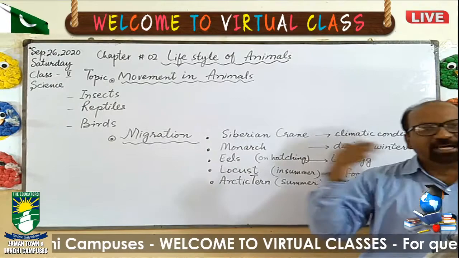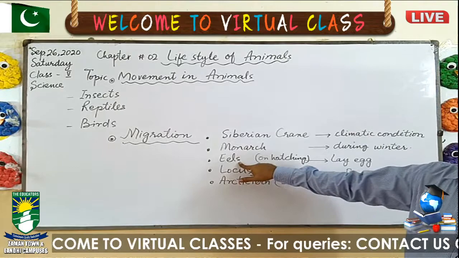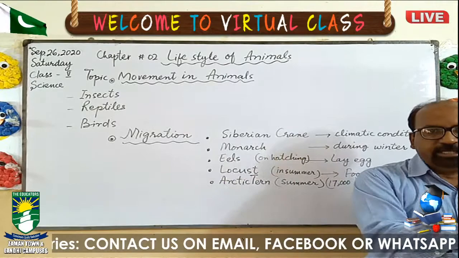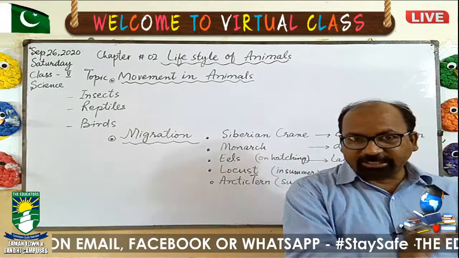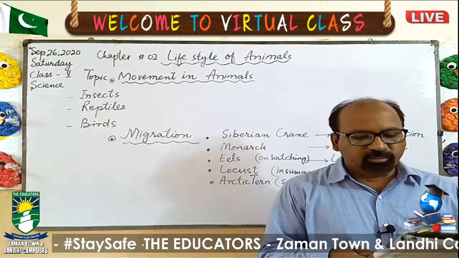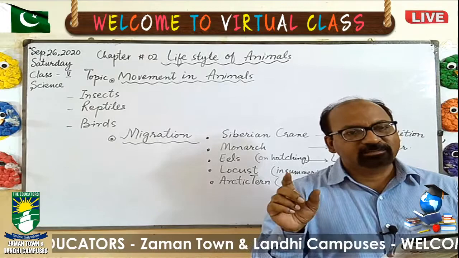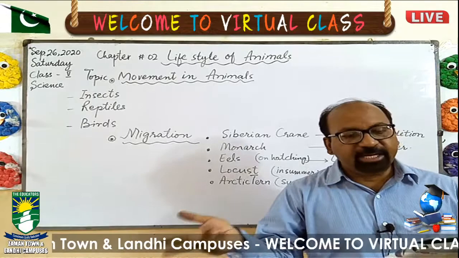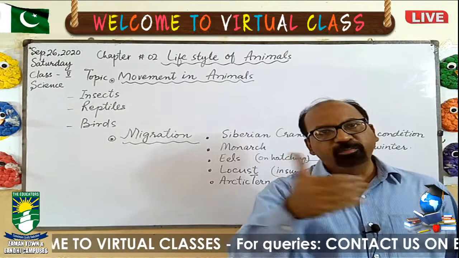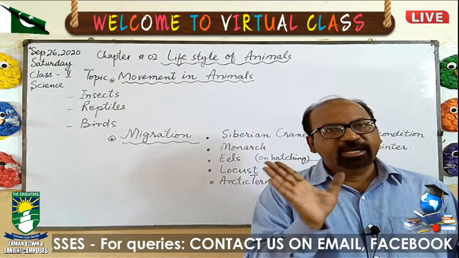And likewise, eels. Eels are fishes, and they travel in large groups to the sea to lay eggs. They move from the rivers to the seas to lay eggs in large groups. On hatching, means when they are going to produce the new young ones, the parent eels die, while the baby eels come back to the rivers where their parents came from. Means they have a sense to go back to the rivers. The baby eels come back to the rivers from where the parents had come into the sea.